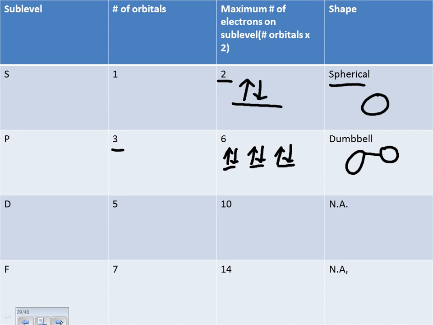Now D has 5 orbitals, so 1, 2, 3, 4, 5. You can add those arrows in if you want. But we're not going to be concerned with the shape because it's kind of hard to define. It's almost like 2 different dumbbells. And the F sublevel has 7 orbitals, and we're not going to be concerned with that because it's just a crazy structure.